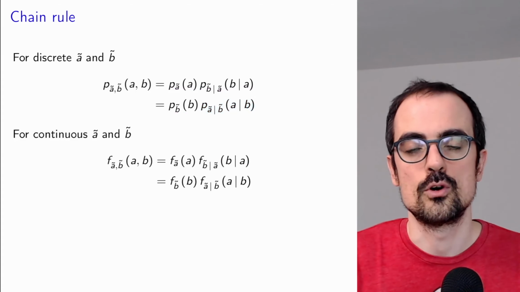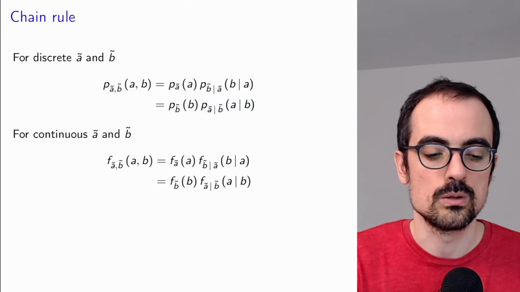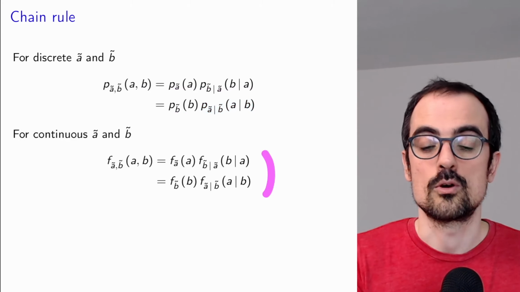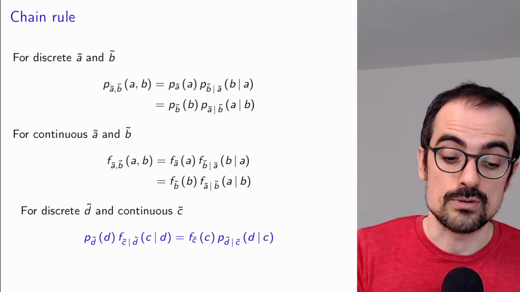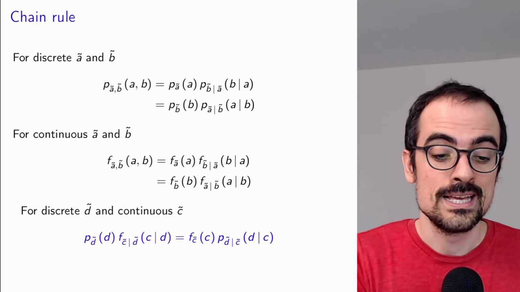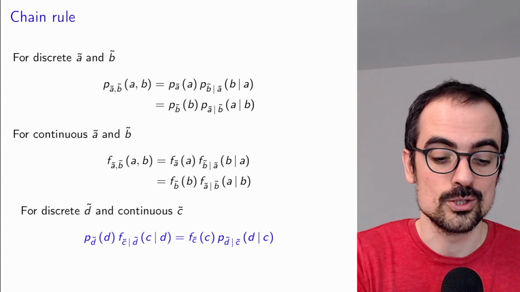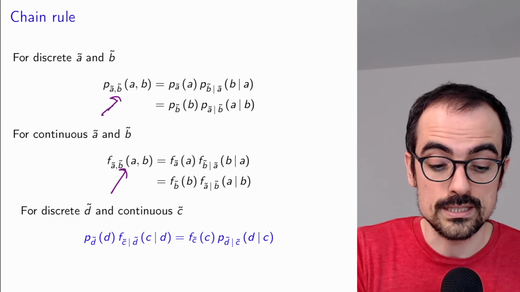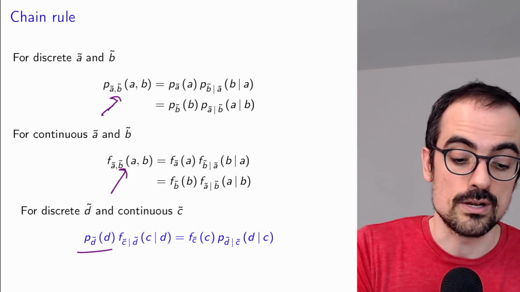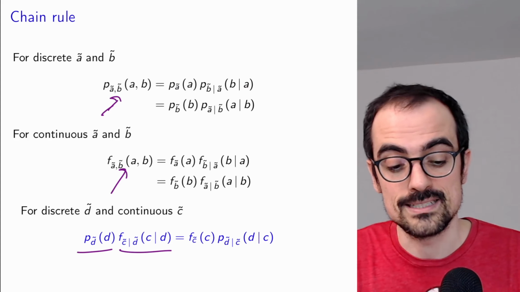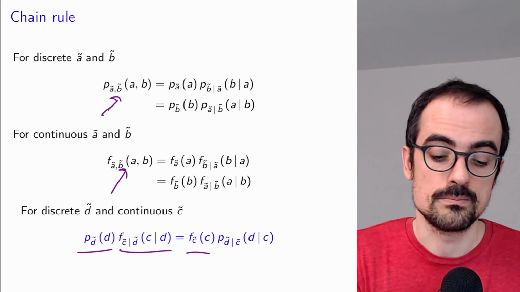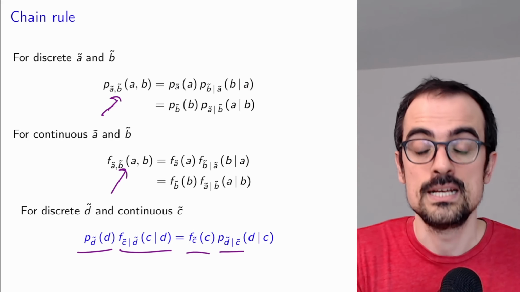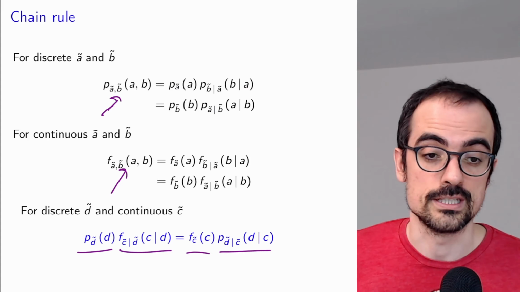Same thing for continuous random variables, except that this chain rule holds for densities. Now it turns out that for discrete and continuous random variables, the chain rule also holds, even though these objects are not well defined, right? It's still true that if you take the marginal PMF of the discrete random variable and you multiply times the conditional density of the continuous random variable, that's equal to the marginal PDF of the continuous random variable times the conditional PMF of the discrete random variable.